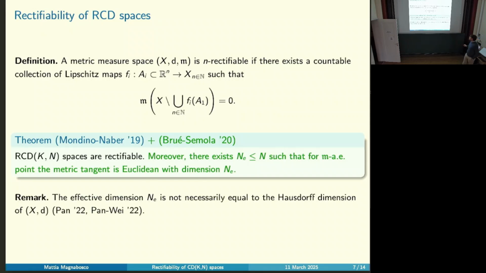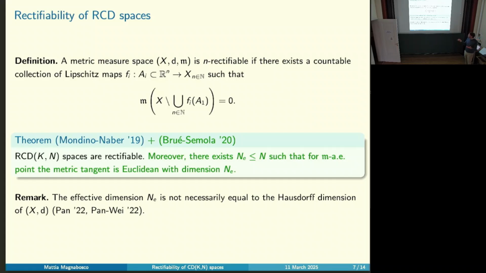Okay, now the remark I promised is the following: the effective dimension is not necessarily equal to the Hausdorff dimension of the space. And this is according to an example constructed by Pan and Wei. So in this case, the Hausdorff dimension of the space is bigger than the effective dimension, which in some sense is the rectifiable dimension. So the effective dimension, according to this, is the rectifiable dimension, and in general the Hausdorff dimension of the space is bigger.